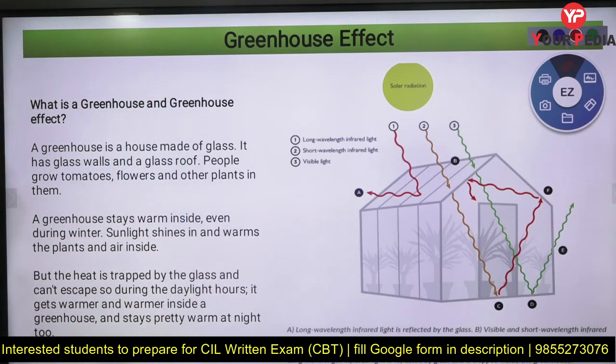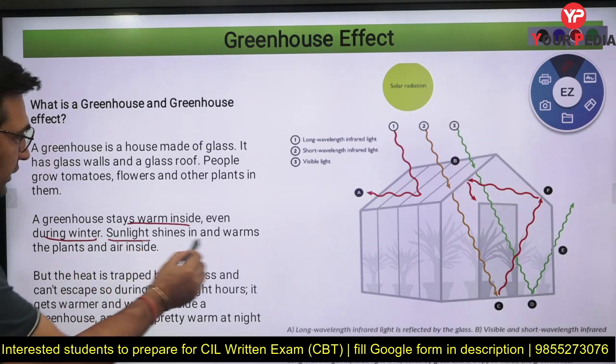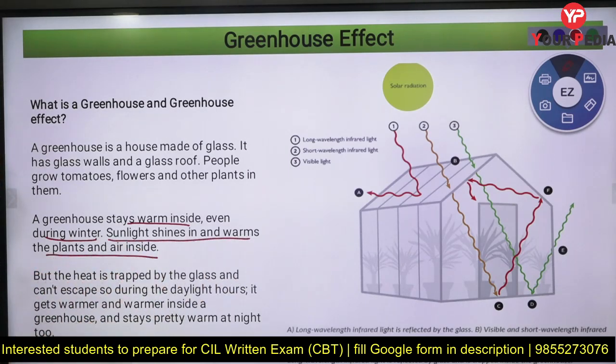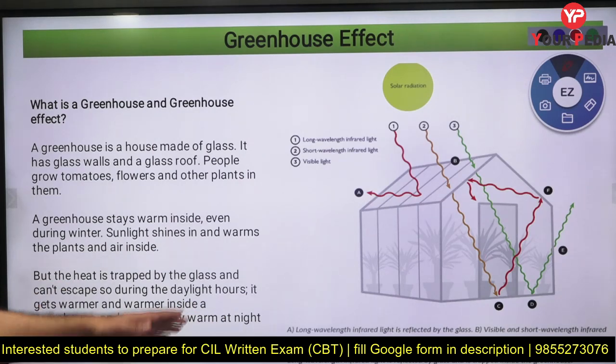The greenhouse stays warm inside even during winters, right? Sunlight shines and warms the plants and air inside. The same thing I explained. But the heat is trapped by the glass and cannot escape. So during the daylight, as it gets warmer, it is warm inside also, the same thing, right?